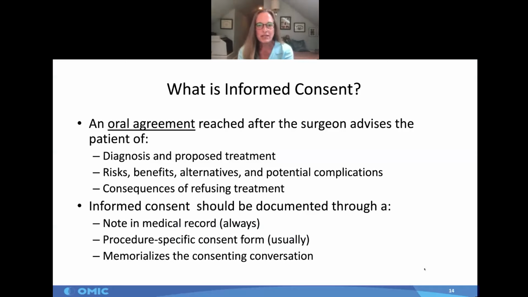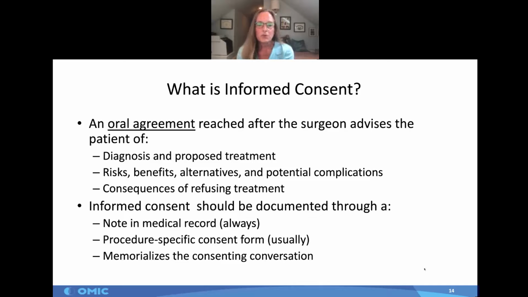What is informed consent? Well, this is just a verbal agreement that we have after a thorough discussion as surgeons with our patient. We're going to be discussing the diagnosis and our proposed treatment, any risks and benefits, any alternatives and potential complications of the procedure we propose. And it's important to also review the consequences if they were to refuse treatment.